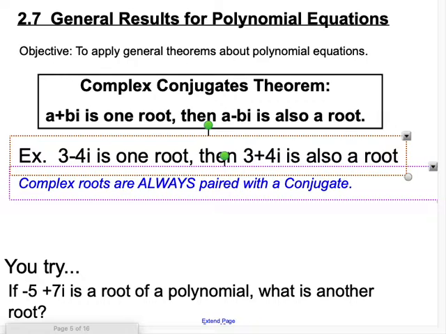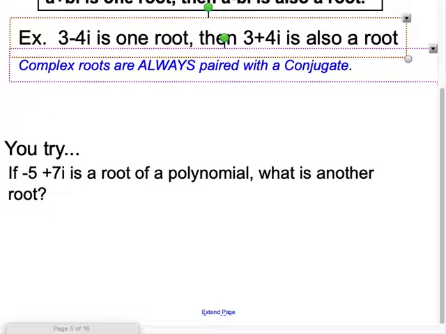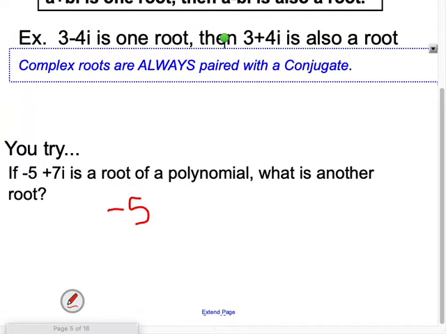So, for example, if 3 minus 4i is one root, then 3 plus 4i is the corresponding root that pairs with it, no matter what, right? Seems pretty basic, right? So if negative 5 plus 7i is a root, then negative 5 minus 7i is the other root. So if I tell you one of the roots, it is your responsibility to automatically know that that is another root, no matter what, okay?